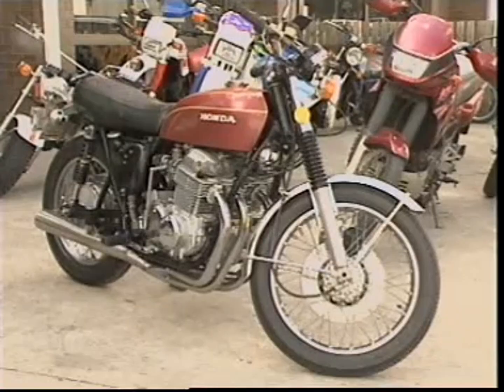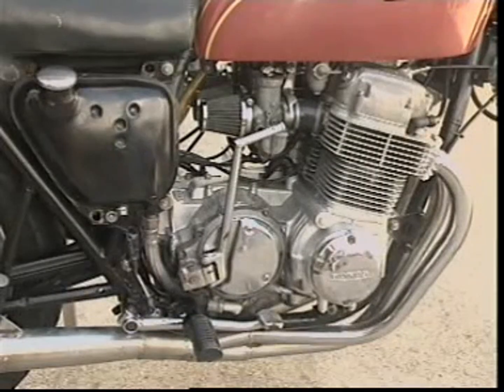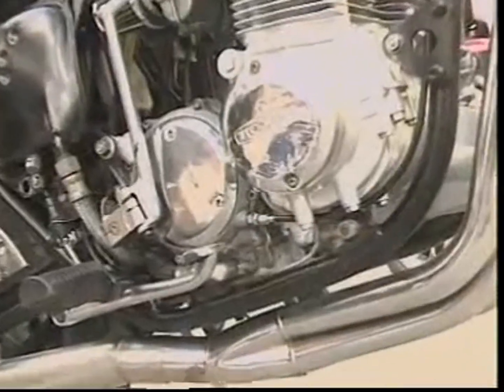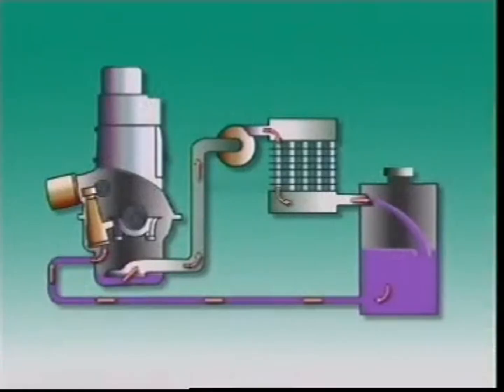Some special engines use a dry sump lubrication system. It uses all of the parts that make up a wet sump system and it lubricates the engine in the same way. It differs from the wet sump system in the way the oil circulates.